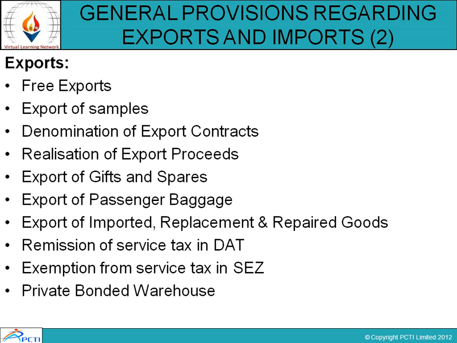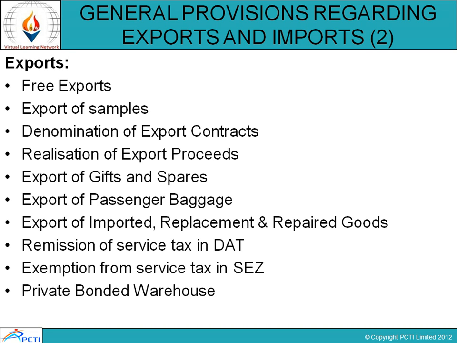So then comes another, that is remission of the service tax in the domestic tariff area. For all goods and services which are exported from a unit into the DTA, and from a unit in an EOU or it can be EHTP, remission of the service tax is basically allowed. Then the exemptions from taxes in the SEZ, that is SEZ units are exempted from the service tax.